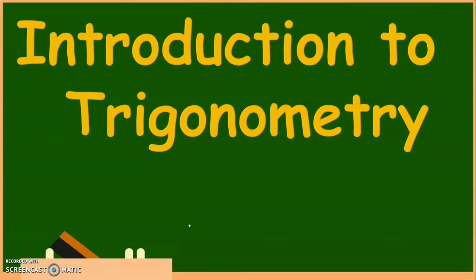Hello dear students, today we are going to start a very interesting chapter, that is Introduction to Trigonometry. Trigonometry is a Greek word which comprises two parts. One is trigon and another is metric. Trigon means the figure which has three sides and metri means measurements. So basically trigonometry is the study of the relation between different angles and sides of the triangle.